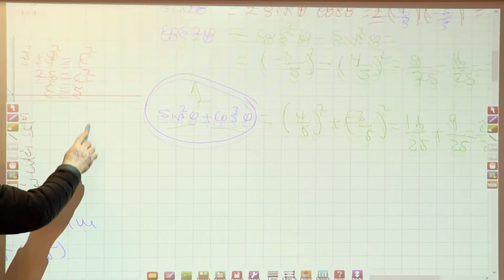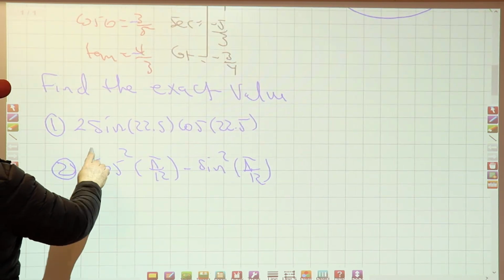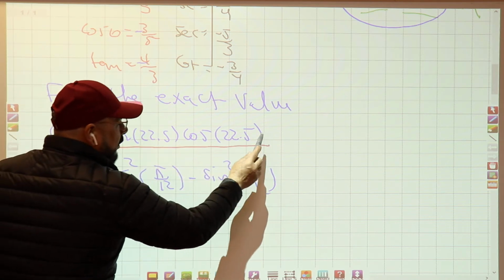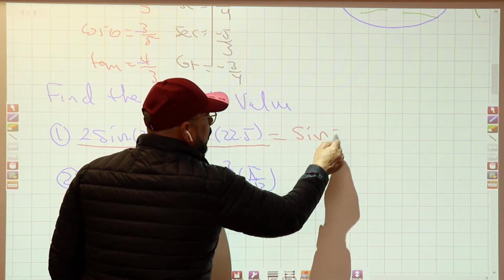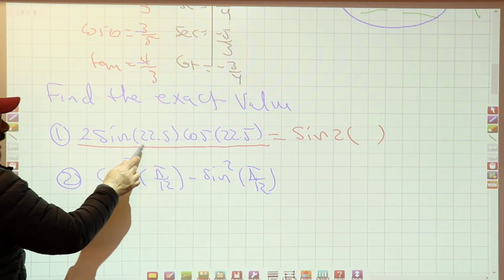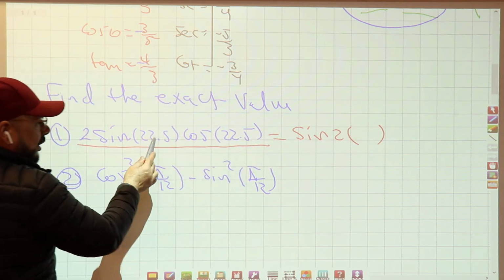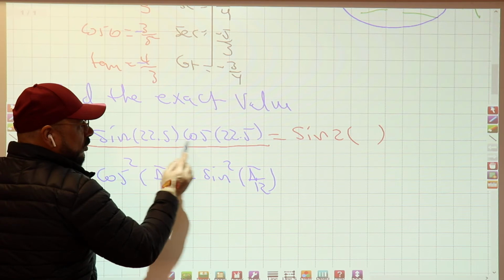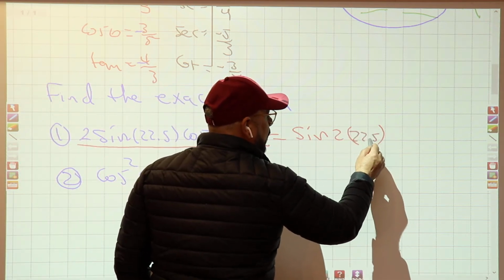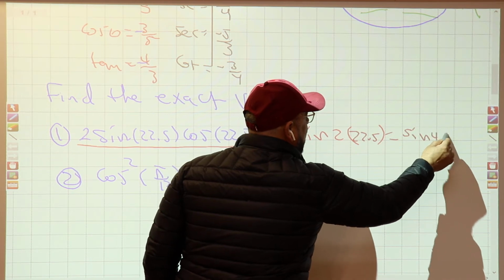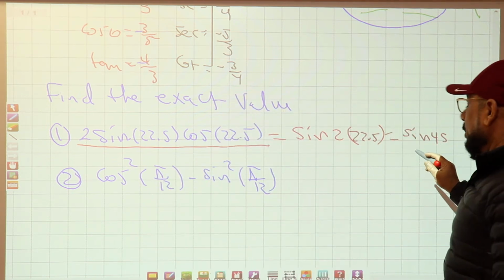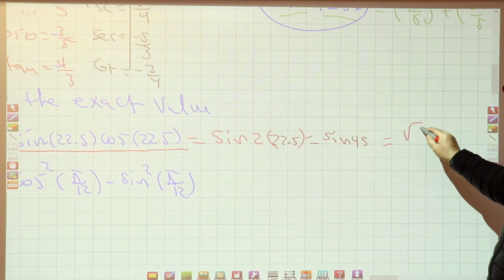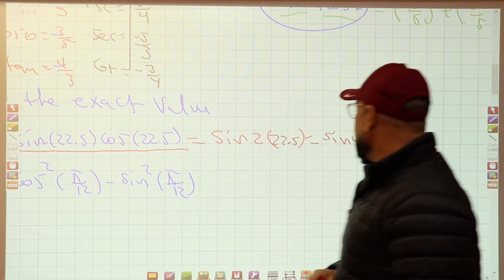Okay, let us see what we have next. What does this remind you of? 2 sine theta cosine theta is sine 2 theta. What is my theta here? It is 22.5. Then I'm looking for sine 45. Go to the table, remember the table: sine 45 is square root of 2 over 2. Good.